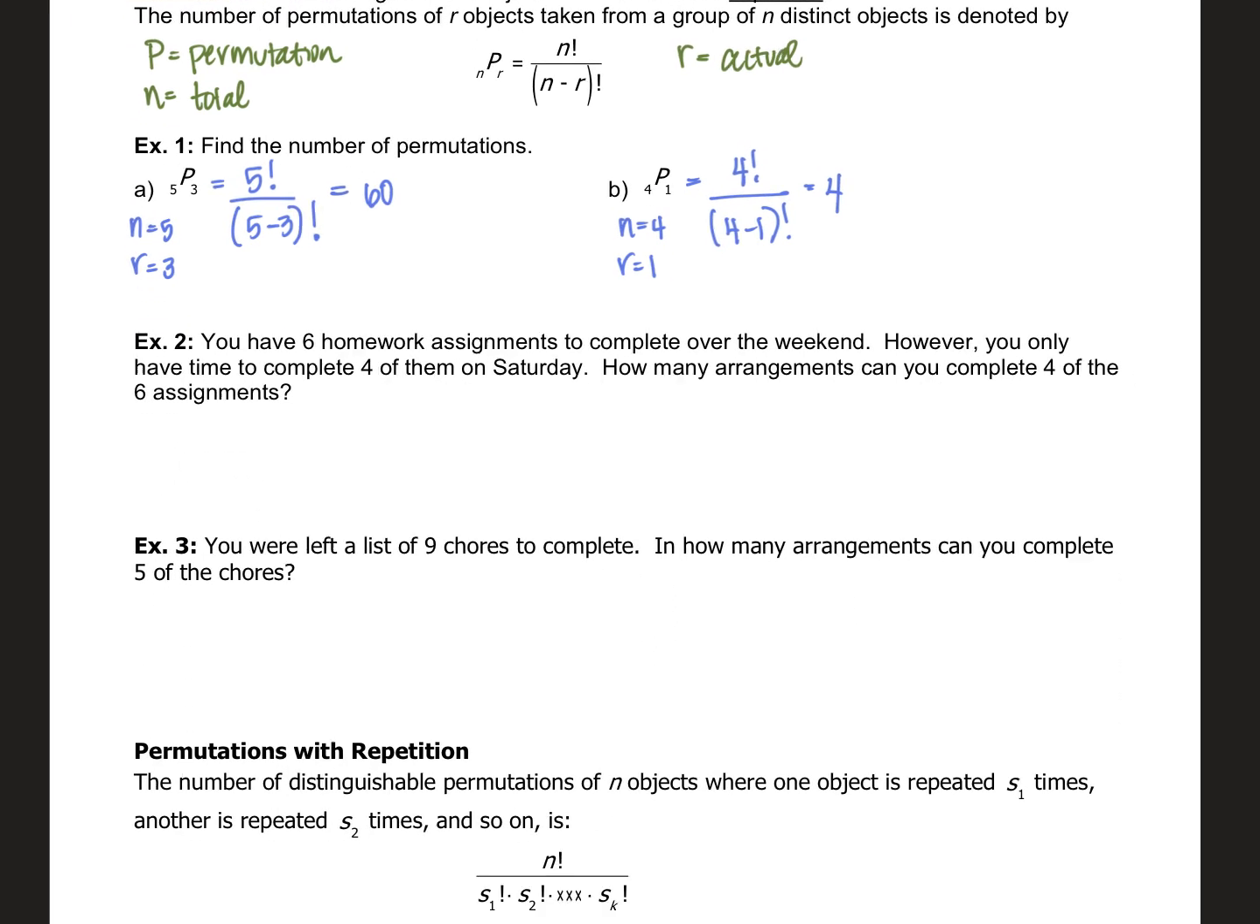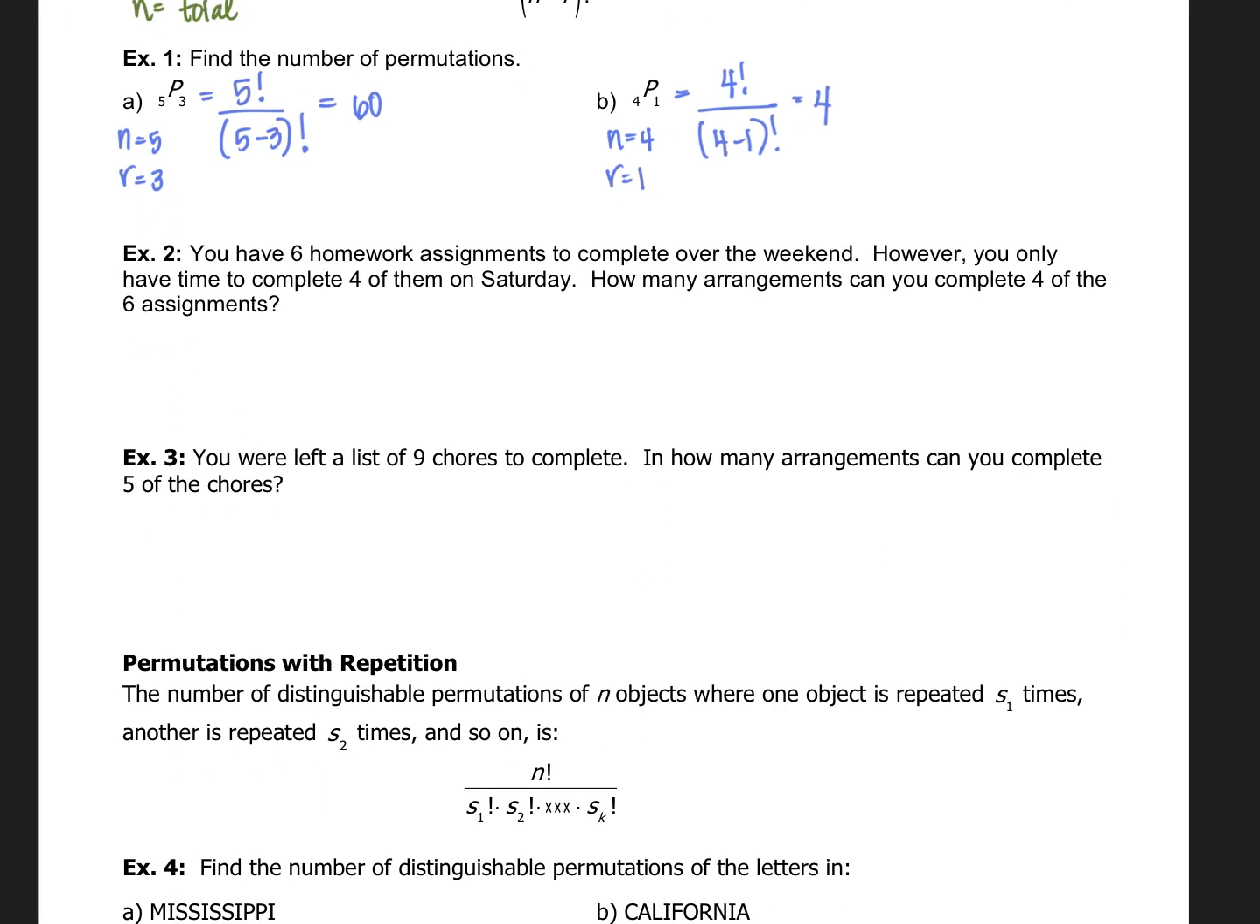Rolling into example 2, it says you have 6 homework assignments to complete over the weekend. However, you only have time to complete 4 of them on Saturday. How many arrangements can you complete of 4 of the 6 assignments? So first of all, we need to identify our variables. We need to figure out what our n value is and what our r value is. That is our first goal.